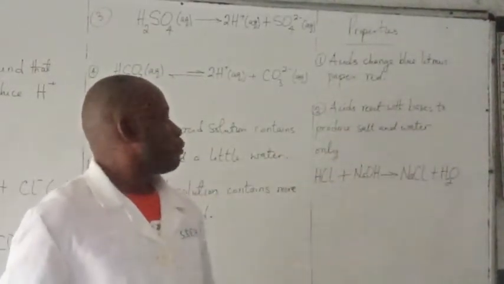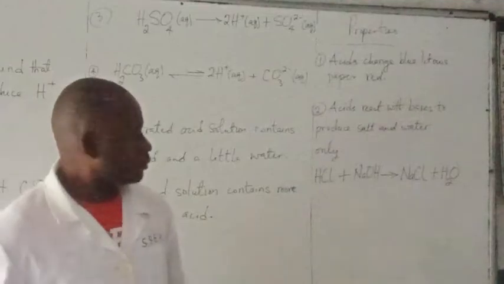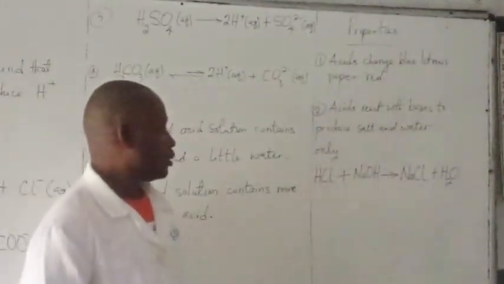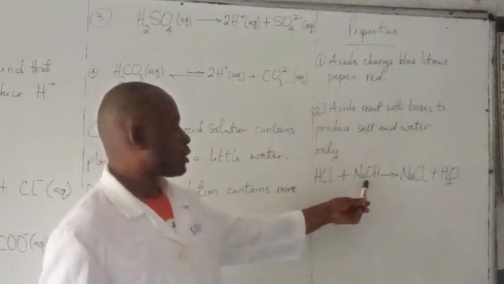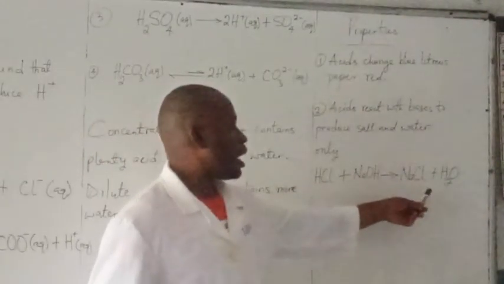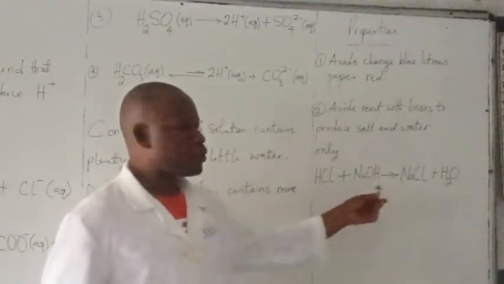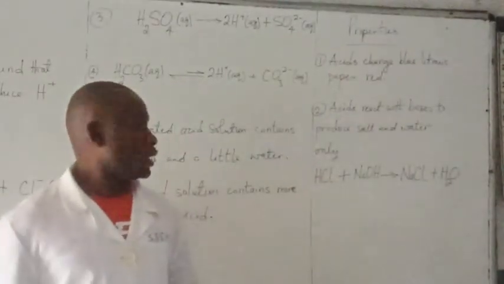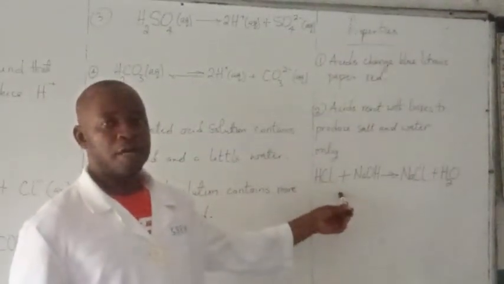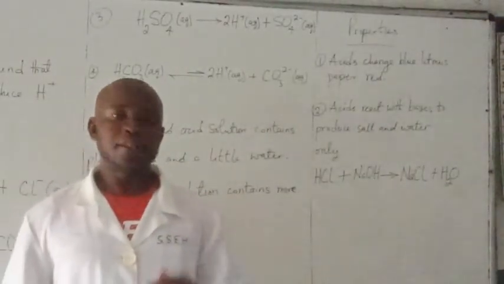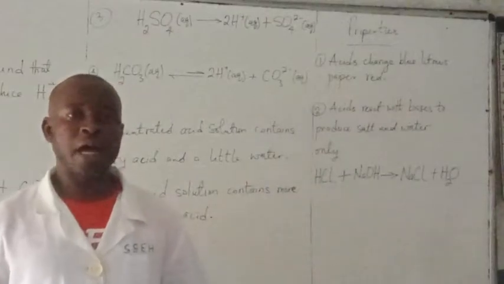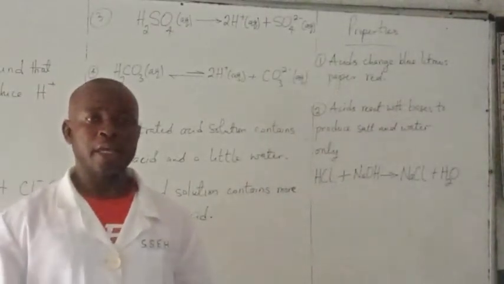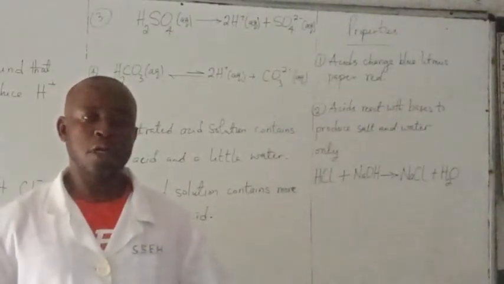Acids react with bases to produce salt and water only, as can be shown on the board here. Hydrochloric acid reacts with sodium hydroxide to produce sodium chloride and water. Is this a physical property? No. This is a chemical property of acids, and this is called neutralization. And that is what we illustrate each time we carry out titration. We are titrating an acid against a base to produce salt and water only.